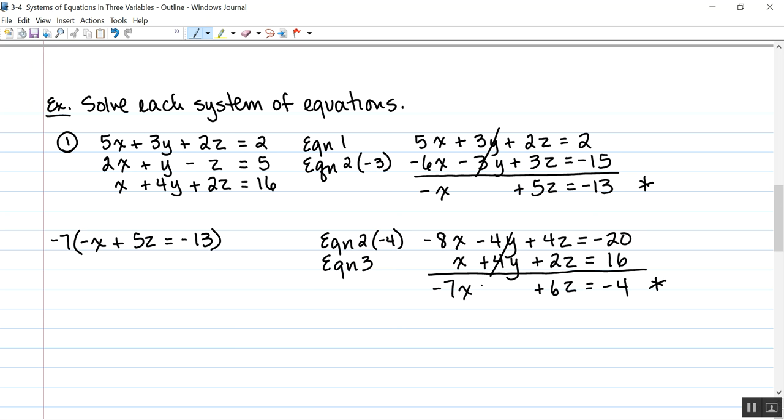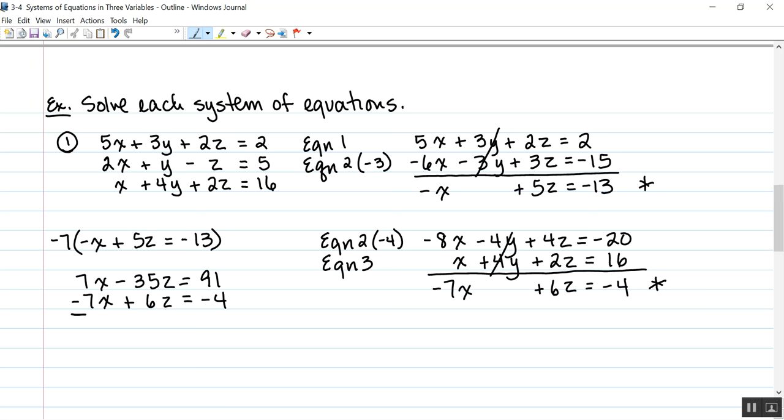And then I'll keep my second equation here the same, negative 7x. Actually, you know what? I'm going to go ahead and write that one down here. So that's going to give me a positive 7x minus 35z equals a positive 91. And then this equation here that resulted from my second elimination is 7x plus 6z equals negative 4.